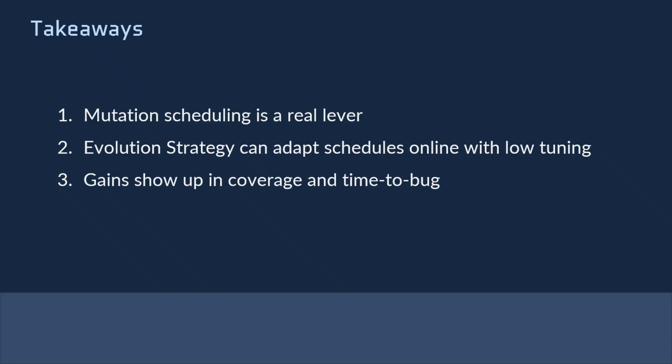So overall, Darwin is a pretty cool example of a fuzzing improvement that's both practical and effective. It focuses on a specific part of the pipeline, keeps tuning to minimal amounts, and still produces measurable benefits.